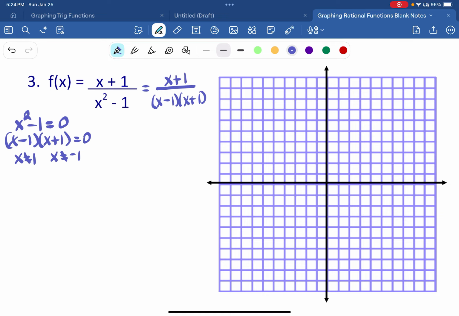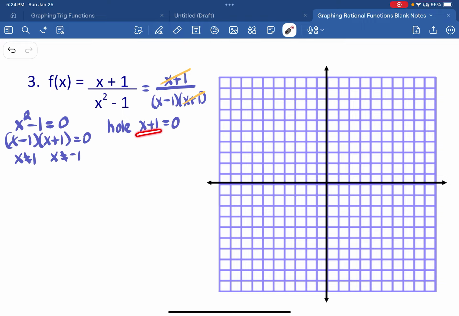Now, the question is, did anything cancel out? And if you notice, the numerator and the denominator both have x plus 1. So that is what canceled out. So that tells me right now that there's going to be a hole where x plus 1 equals 0. And I used x plus 1 because that is what canceled out. And when I solve that, I get x equals negative 1. All right, so that means there's a hole in the graph at negative 1.